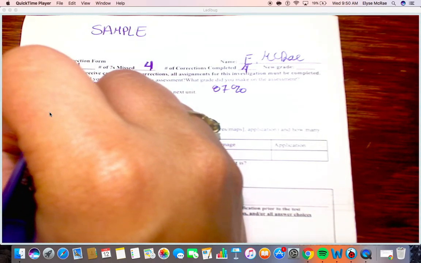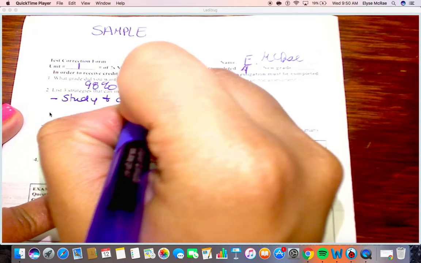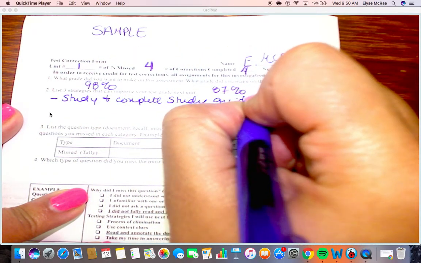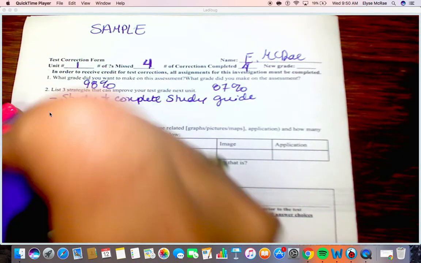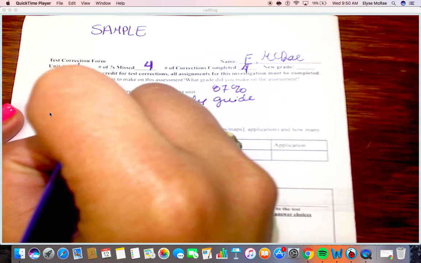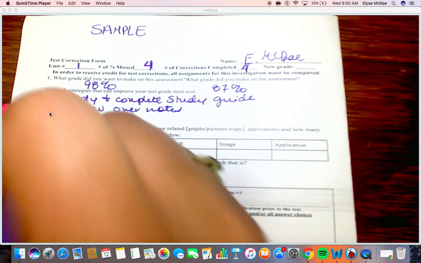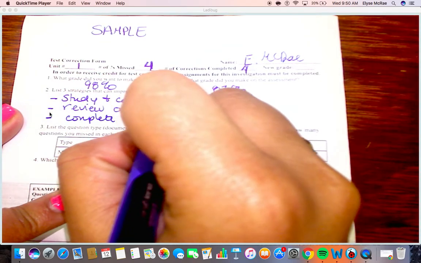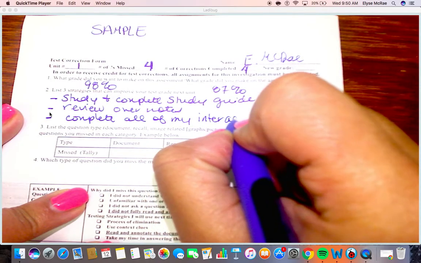I didn't really study my study guide, so study and complete study guide. Now you should be writing all of this down because this is our sample and we're practicing. I also didn't review over my notes, so I think that next time I will review over notes. And the last thing that I know I really didn't work on really hard is I didn't complete all of my interactive notebook assignments.